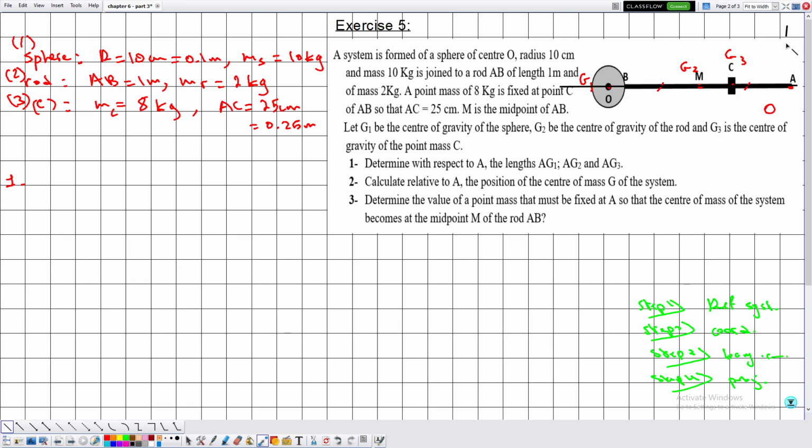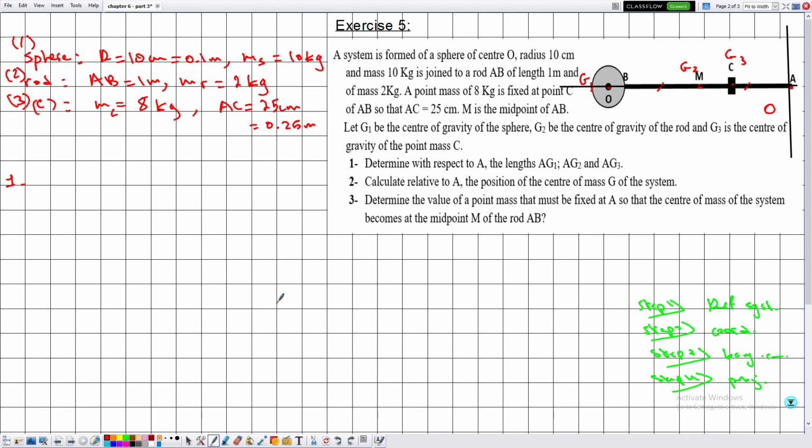And this is the y-axis. Okay, and they are labeled by physical quantities, which is given by meters. Okay, so we are done with step number 1. Yet we didn't answer the question. They are telling me to determine with respect to A the length AG1, AG2, AG3.